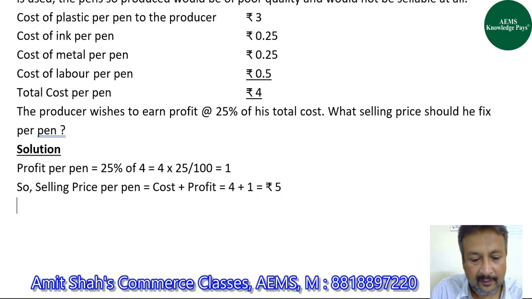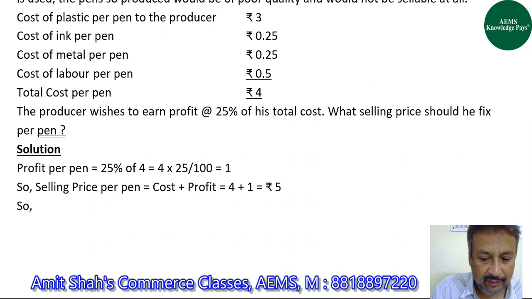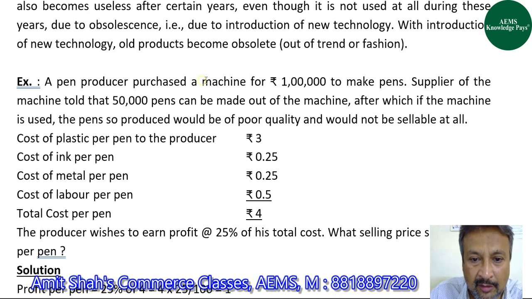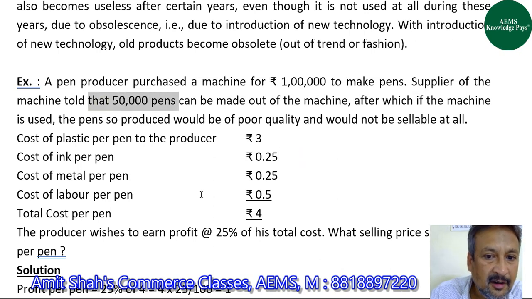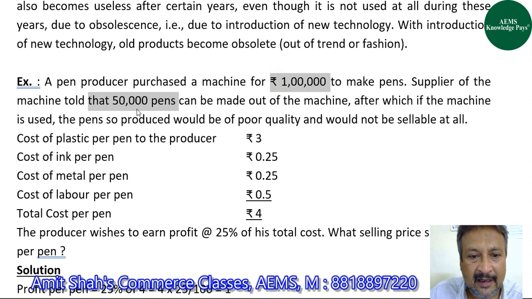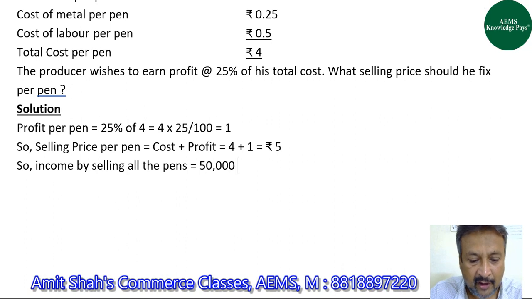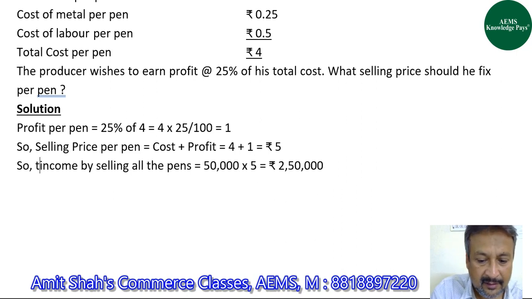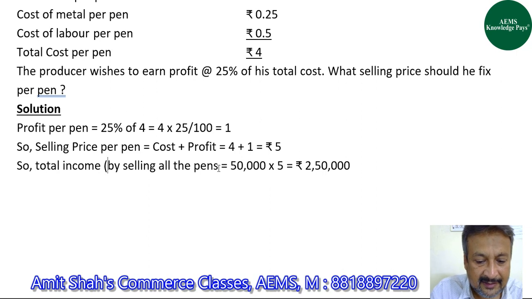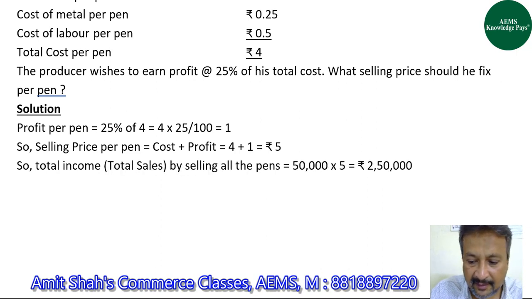Why I tell you? So, income by selling all the pens. How many pens he would be able to produce and sell? 50,000 pens. Because he has purchased a machine for rupees 1 lakh and this machine can produce only 50,000 pens. So 50,000 into 5, that is 2 lakh 50,000 would be his total income. Total income means total sales. Right or not?